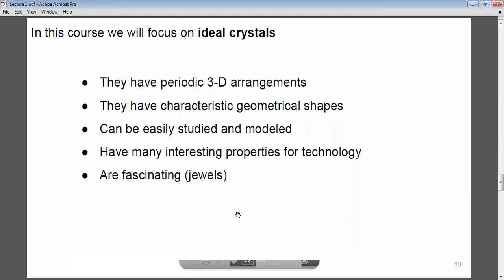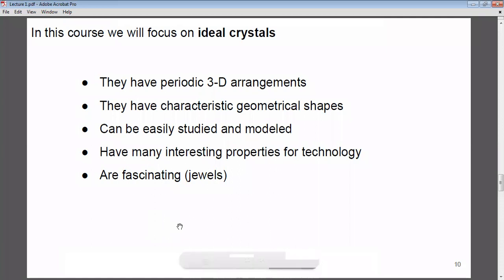Okay, so these ideal crystals have periodic 3D arrangements, they have characteristic geometrical shapes, okay, cubical, hexagonal. We will see other types throughout the course. They can be easily studied and modeled, and they have interesting properties for technology. In addition, they are fascinating, like jewels.